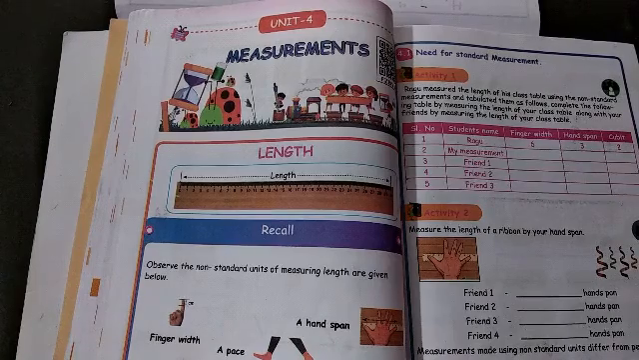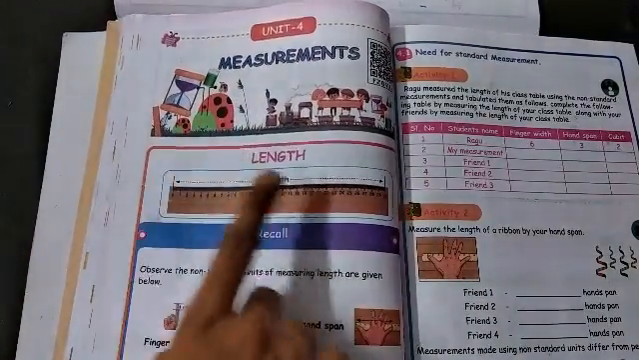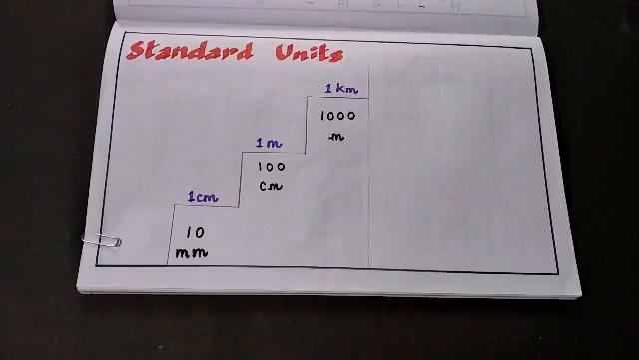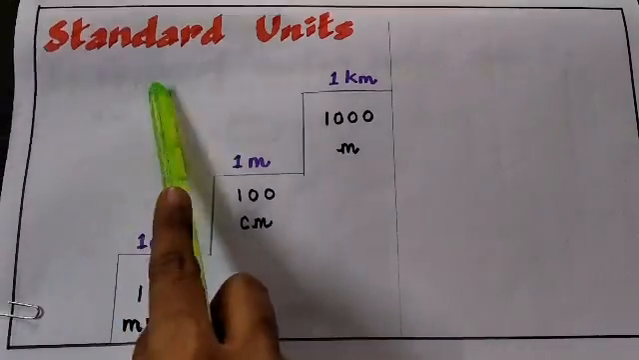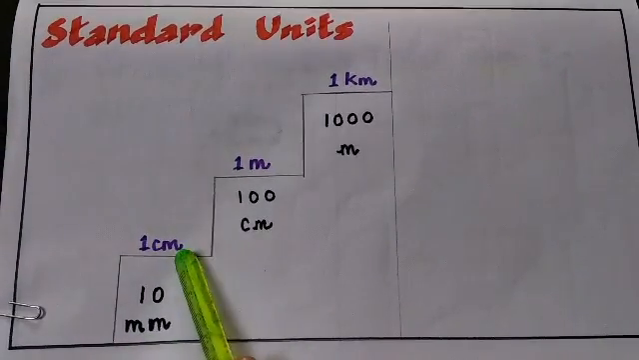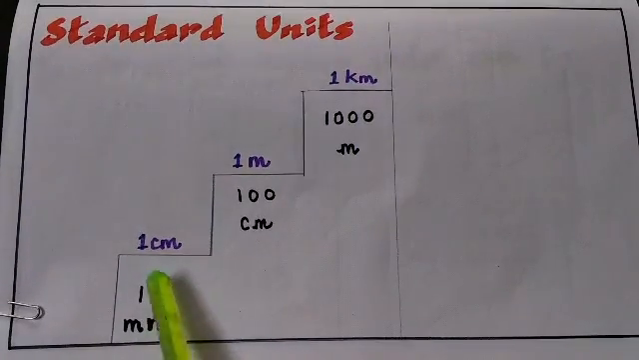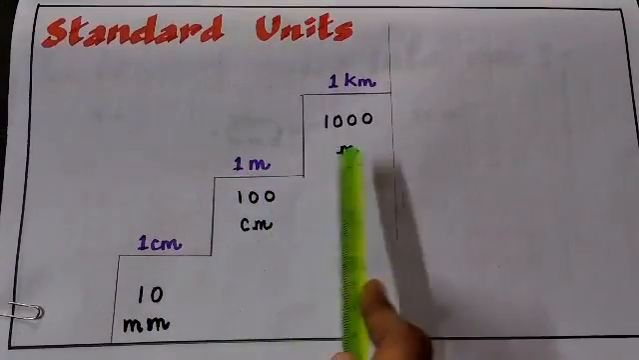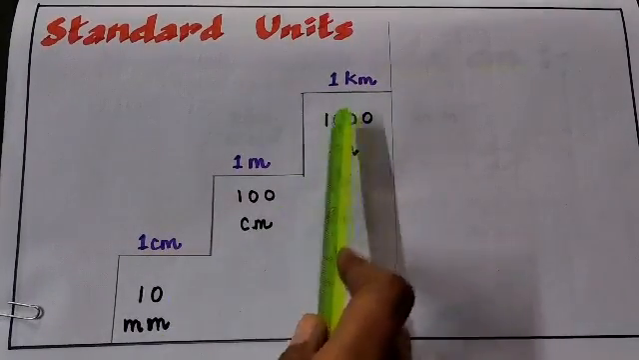In today's session, we are going to start revising unit number 4, measurement. In measurement, we are learning length in this term. In length, the standard units of measurement are millimeter, centimeter, meter, kilometer. That is, 10 millimeter makes 1 centimeter, 100 centimeter makes 1 meter and 1000 meters makes 1 kilometer. These are the standard unit measurements.